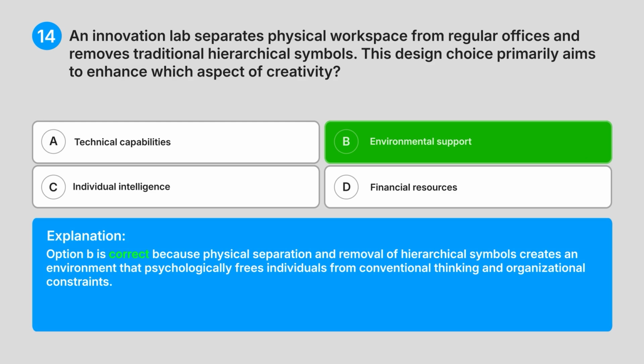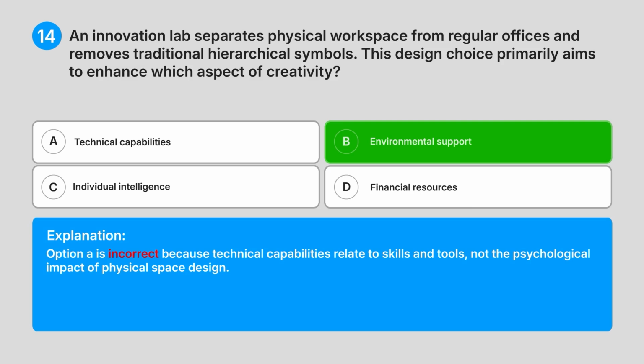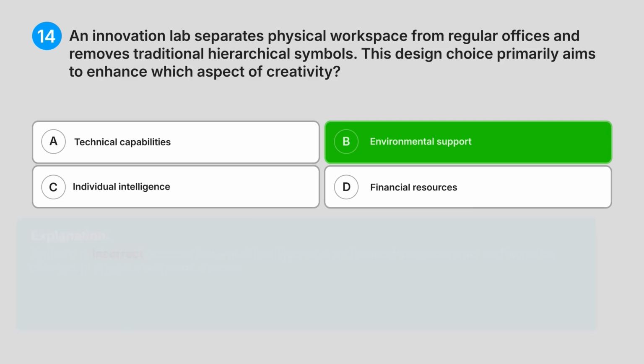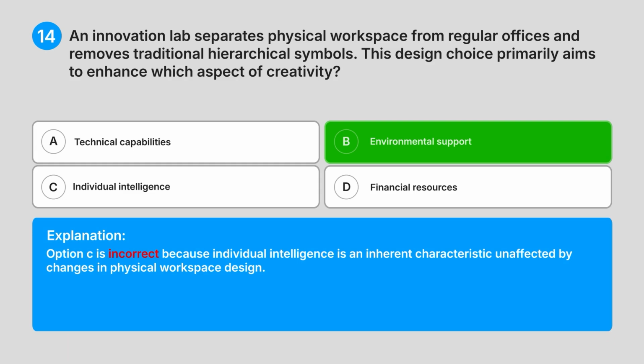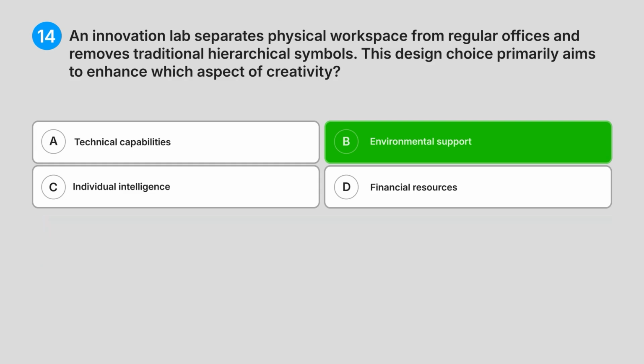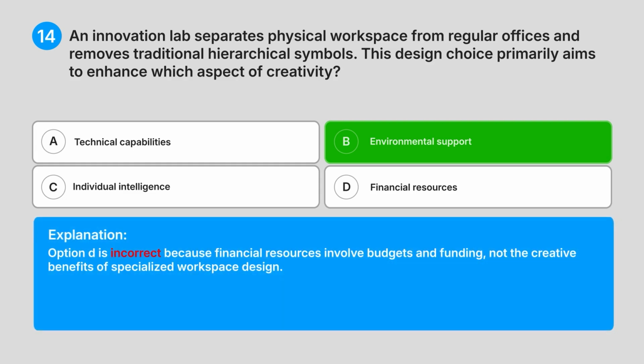Explanation. Option B is correct because physical separation and removal of hierarchical symbols creates an environment that psychologically frees individuals from conventional thinking and organizational constraints. Option A is incorrect because technical capabilities relate to skills and tools, not the psychological impact of physical space design. Option C is incorrect because individual intelligence is an inherent characteristic unaffected by changes in physical workspace design. Option D is incorrect because financial resources involve budgets and funding, not the creative benefits of specialized workspace design.